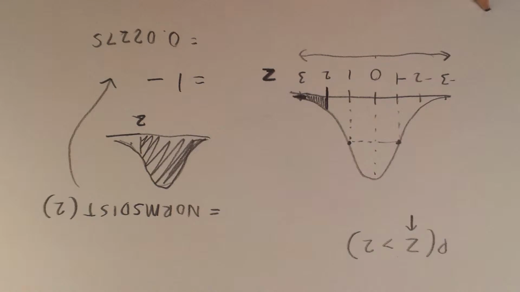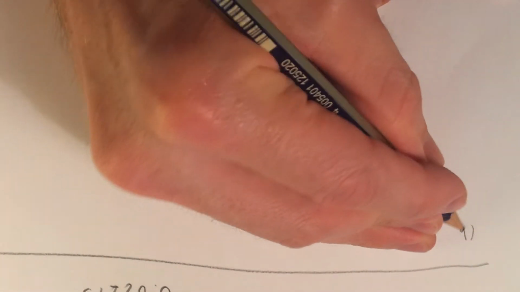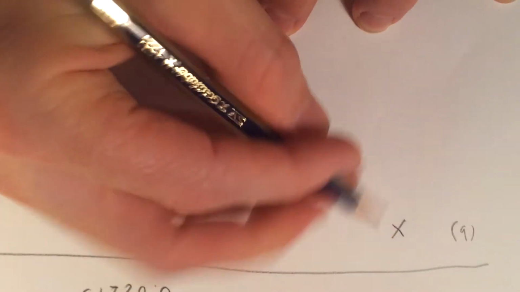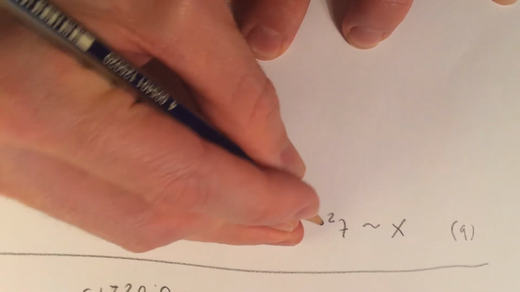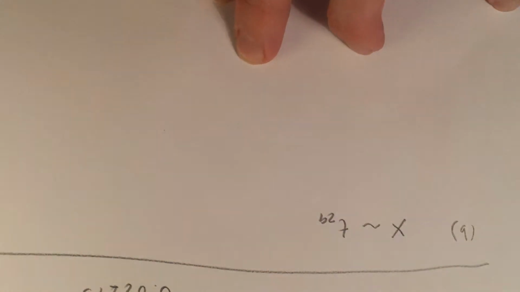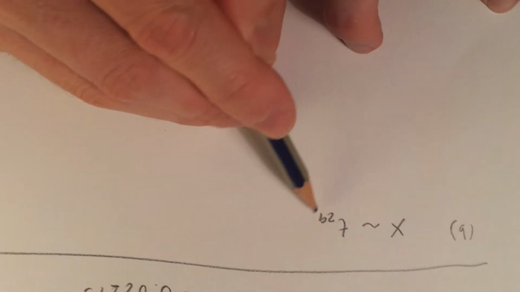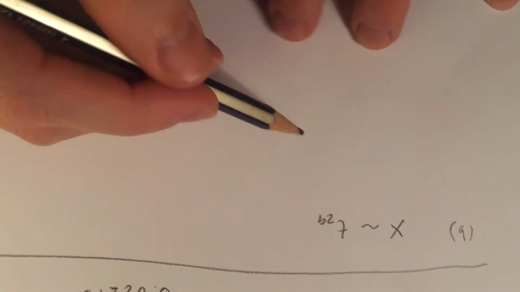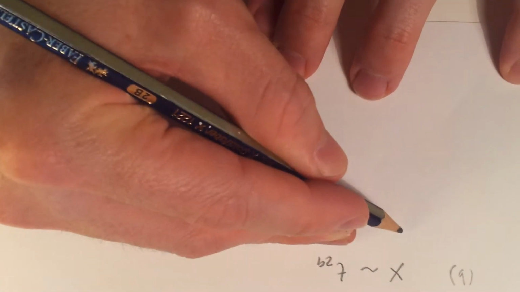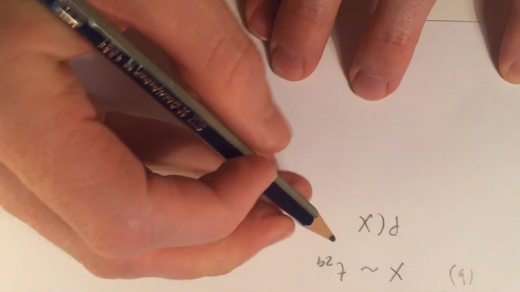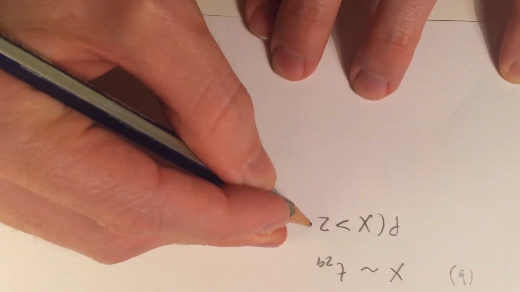So part B is, we're told this X, a random variable, is distributed as the T distribution with this subscript 29. The 29 is the number of degrees of freedom for the T distribution. The next question that we're asked is, what is the probability that this random variable X is greater than 2?